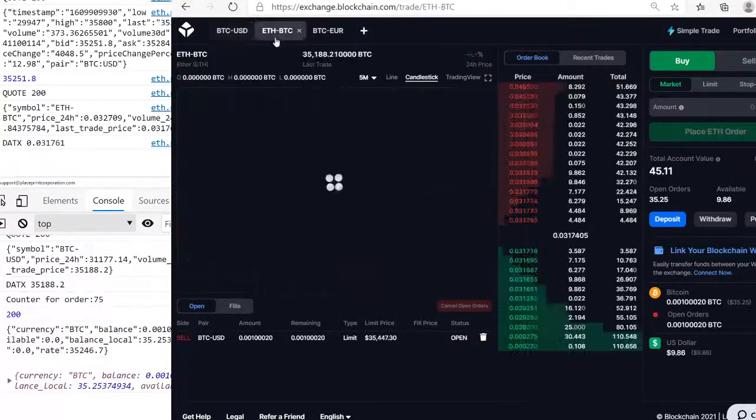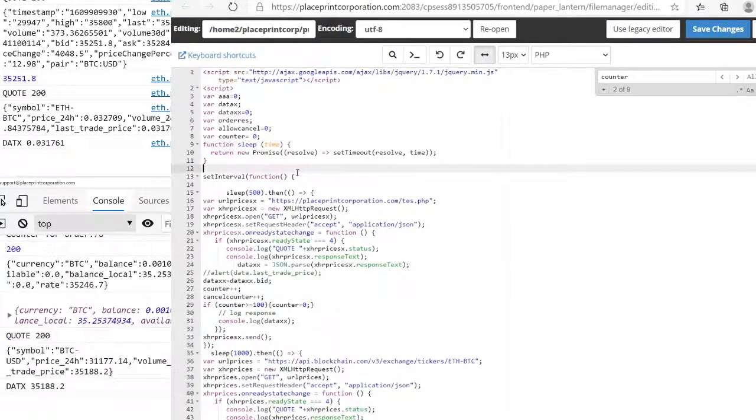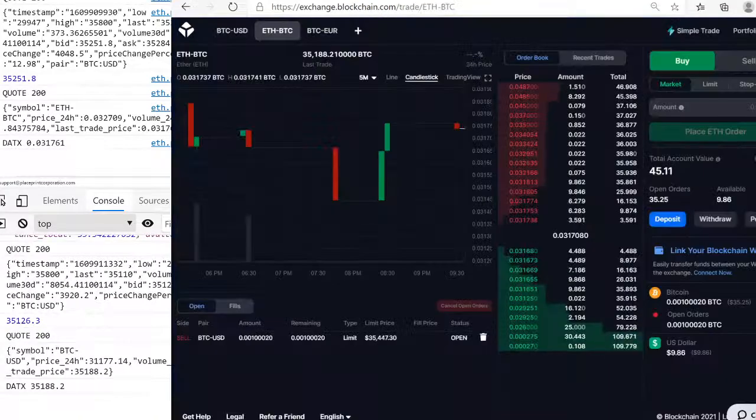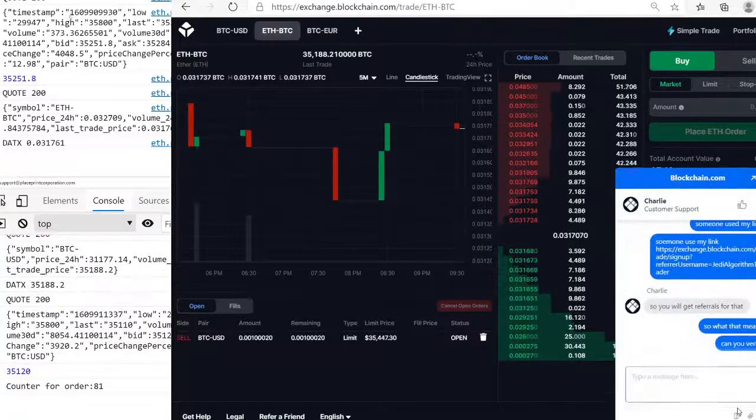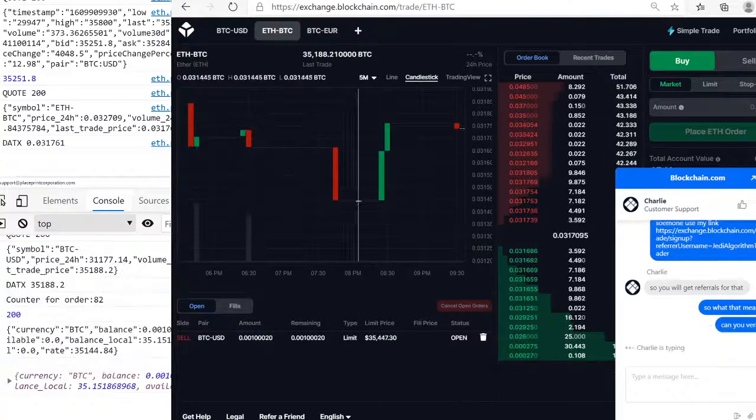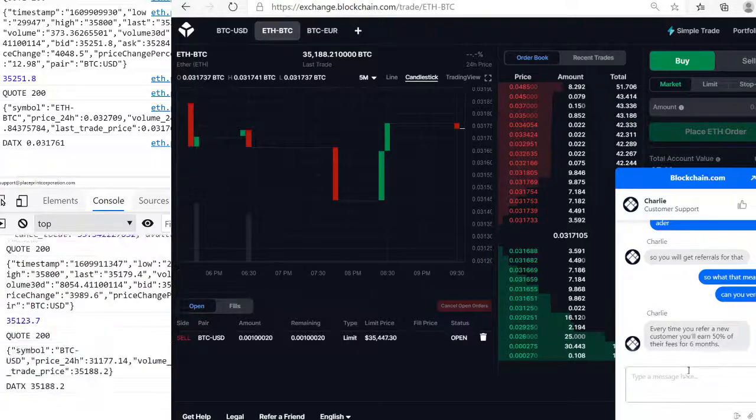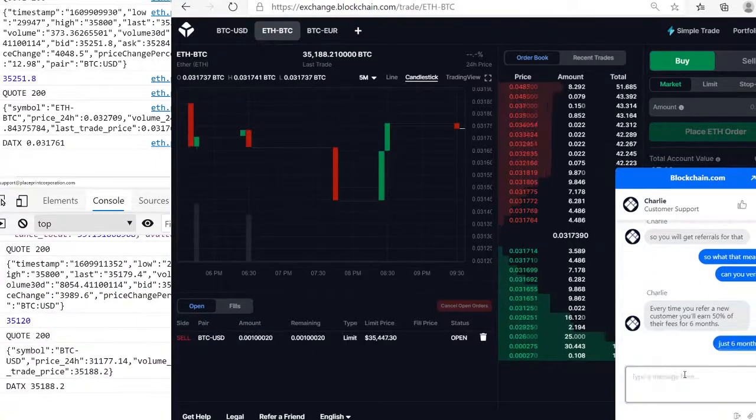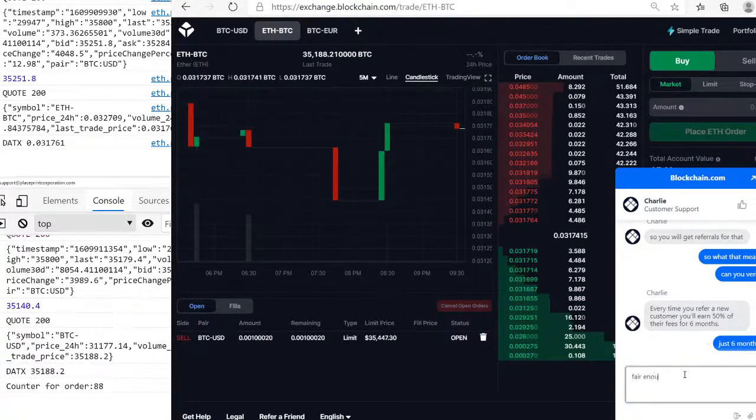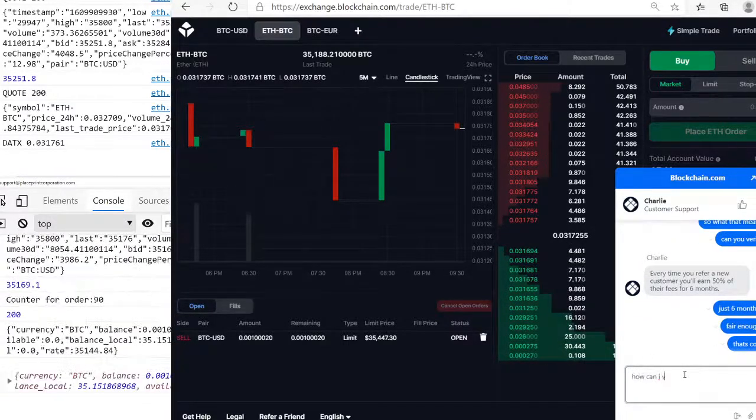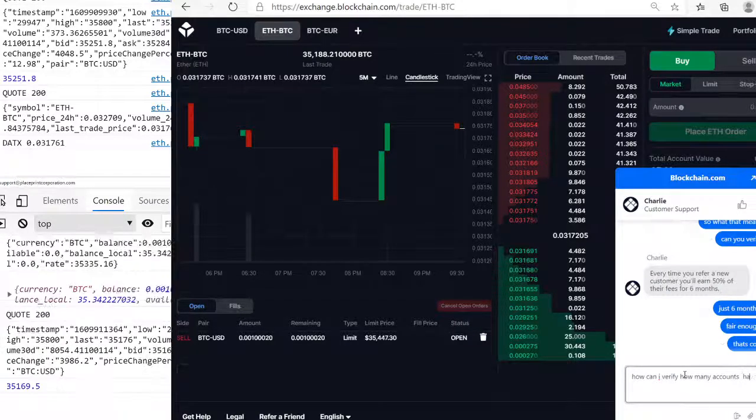But here, look. So ETH BTC. This is the algo here, and when we get confirmation that everything's kosher, we'll figure out a way to send this to you. It's kind of a gentleman's agreement. Every time you refer a new customer, you earn 50% of their fees for 6 months. Just 6 months, 50% of your fees. Okay, that's not bad. I'm not complaining. Fair enough. That's cool. How can I verify how many accounts have signed up?